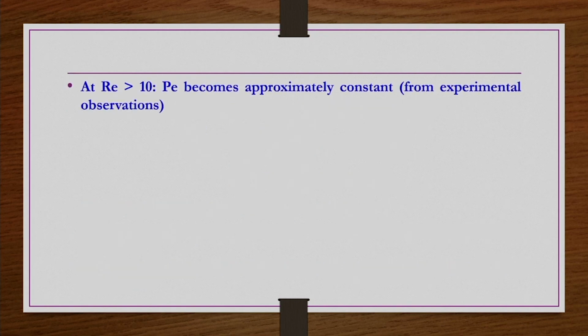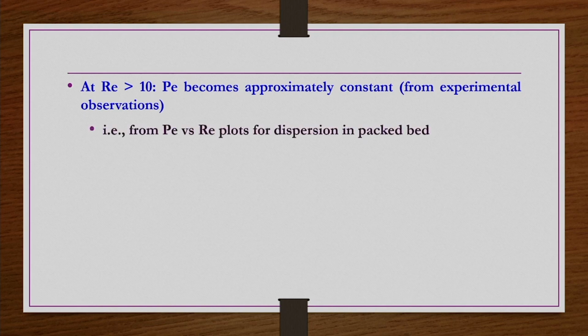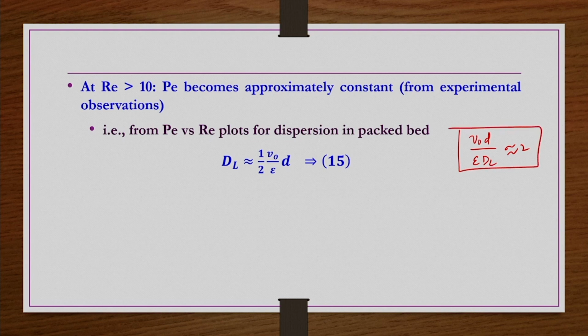At high Reynolds number, obviously in packed beds, as we have seen, the critical Reynolds number for transition from laminar to turbulent flow is in general 5 to 10. So, beyond 10 it is considered the high Reynolds number or turbulent flow region in packed beds. At high Reynolds number, Re greater than 10, Pe becomes approximately constant as per many experimental observations, especially for the gases. From the Pe versus Re plots for dispersion in packed beds, V naught d by epsilon dl is approximately 2. That Peclet number is approximately 2 at high Reynolds number, that is constant in general.